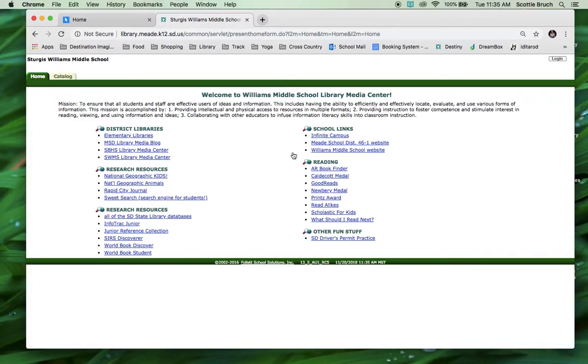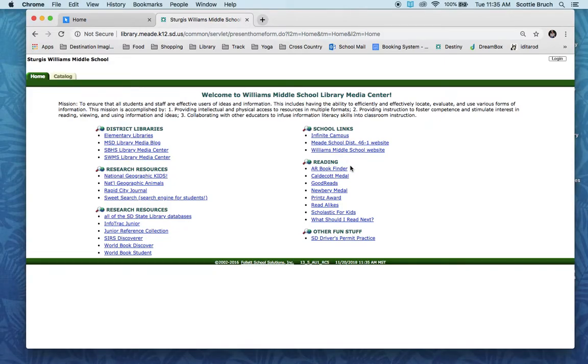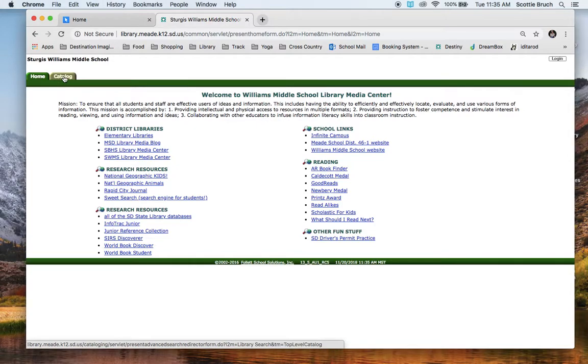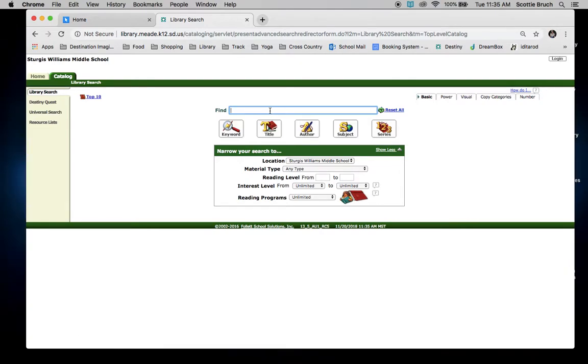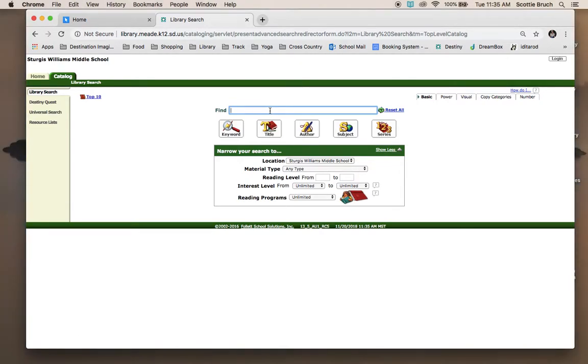And it takes you to sort of a home page. There's a lot of different links on here, and we can explore those at a different time. Where I'd like to take you right now is to our catalog. So click on catalog up here to the left side of the screen, and it takes you into the screen with the search bar.